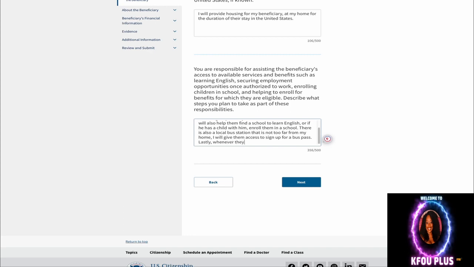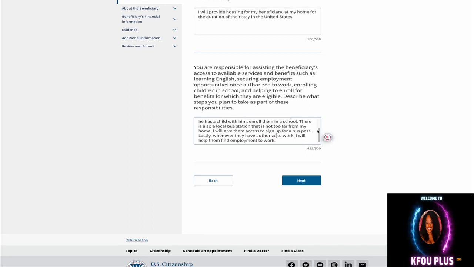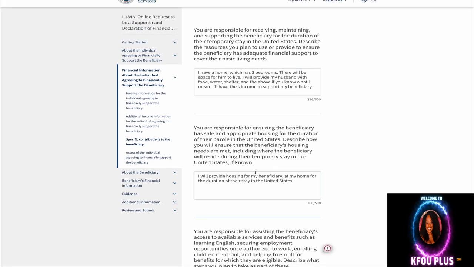So lastly, whenever they have authorization to work, I will help them find employment. Okay, remember, this is just a sample application, but you can edit this to your liking on how you will be helping them get access to specific resources around the community. This can be any way you'd like. I'm just giving you an example, okay?